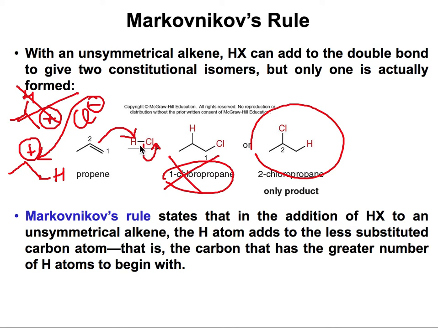And so that's exactly what the Markovnikov rule tells us. It says that when we are adding an H-X to an unsymmetrical alkene, the H atom will connect to the less substituted carbon atom, and that will give us the more substituted carbocation.